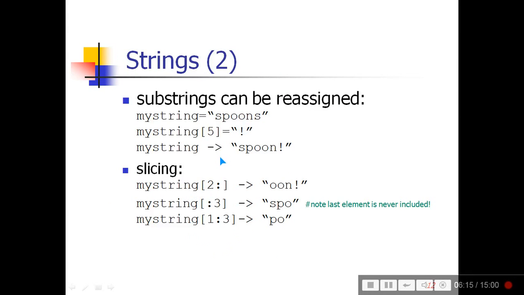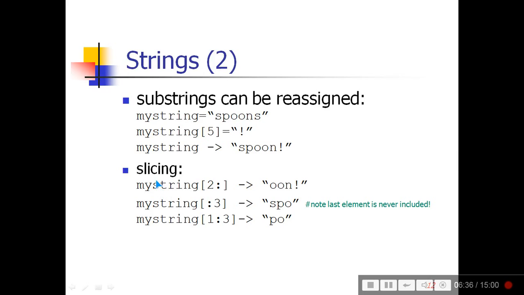So substrings can be reassigned, like we have a string variable, say having value spoons. Then at 5th we assign an exclamation. Then we see the value becomes this. At S, this particular exclamation has found its place.